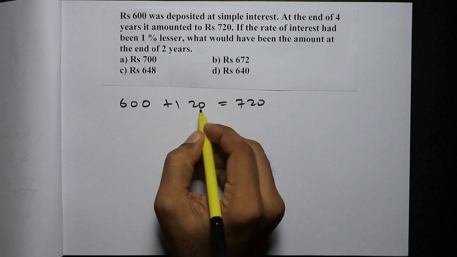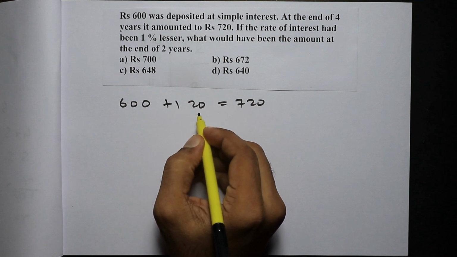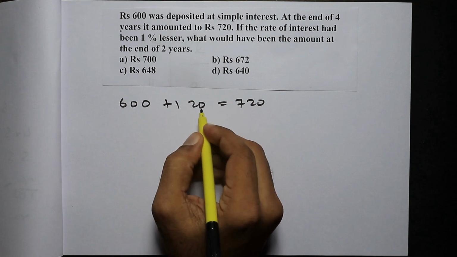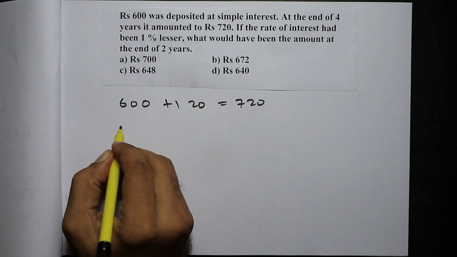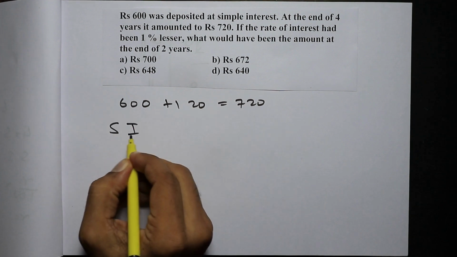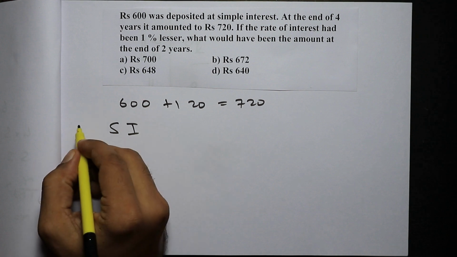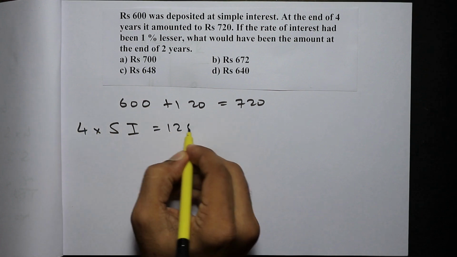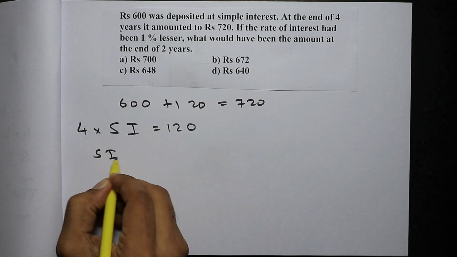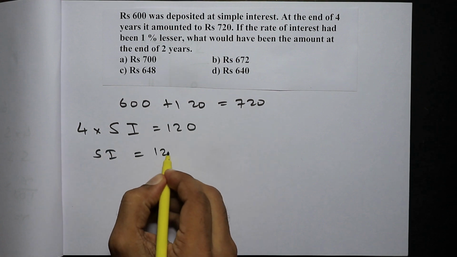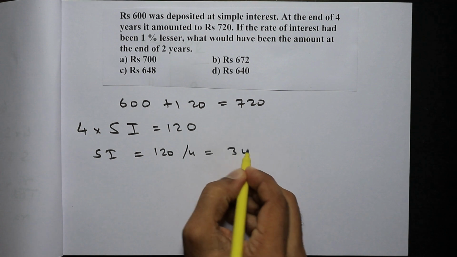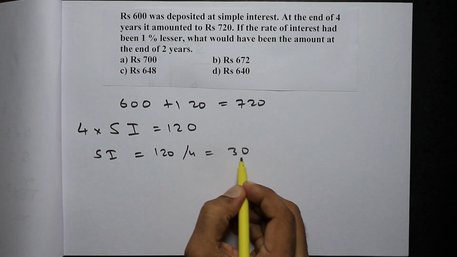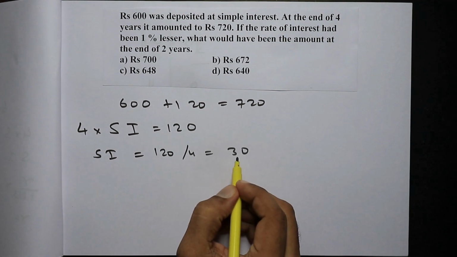Now let us calculate the simple interest that you are getting every year. Now 120 is for 4 years. So assume that the simple interest per year is SI, and for 4 years it will be 4 times this, and what you are getting is 120. So simple interest per year is 120 by 4, that is rupees 30. So 30 is the simple interest that you get every year.